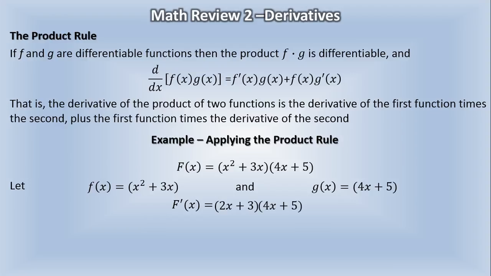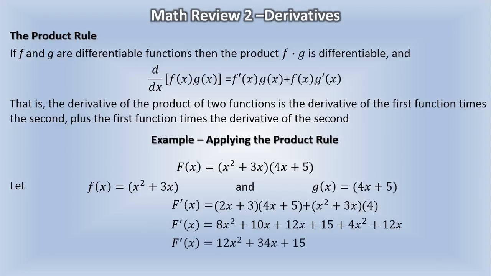times the second function, 4x plus 5, plus the first function, x squared plus 3x, plus the derivative of the second function, which is equal to what? 4, right? The derivative of this is 4. The derivative of a constant is 0. So that's equal to 4 there. And then, of course, you just multiply things out and combine like terms. And then you get to the final answer here.